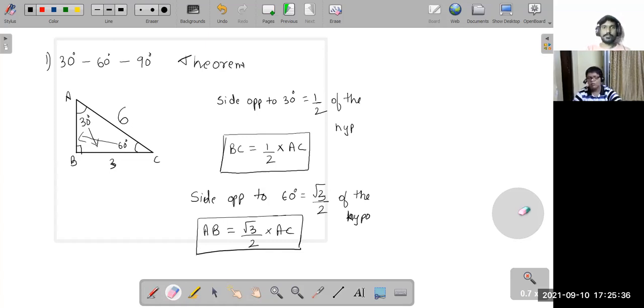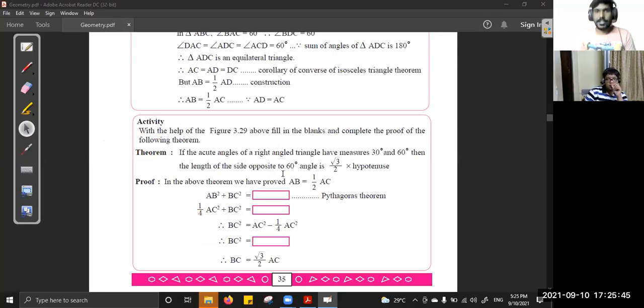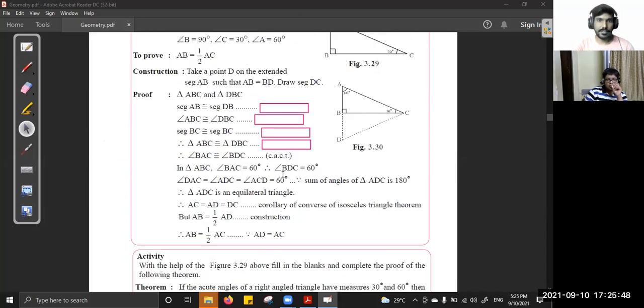Done, sir. The second theorem is 45, 45, 90. Okay, before doing 45, 45, 90, we'll do this activity that's in your text.